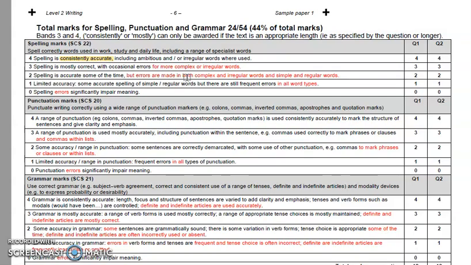Punctuation, so they're expecting here to see colons, commas, inverted commas, apostrophes, quotation marks, which is known as sort of advanced punctuation here, really. They wouldn't expect to see all of those, but they'd expect to see some of them, and they'd expect to see them used accurately.